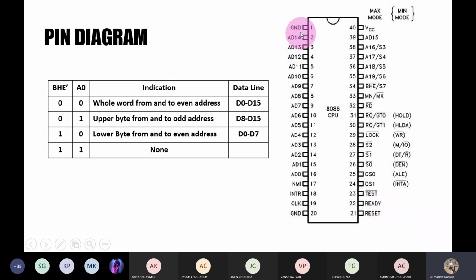So now let us move on to other pins. We have already discussed VCC and all these address lines, BHE bar, and all of these pins. And from the bottom we have seen these pins. Now on this side we have discussed these ground pins, these address pins, and now here the pins that you see, NMI and INTR. NMI stands for non-maskable interrupt.